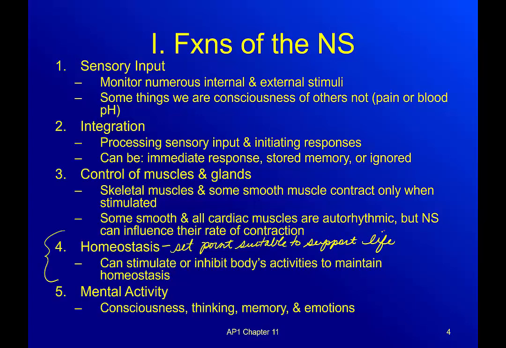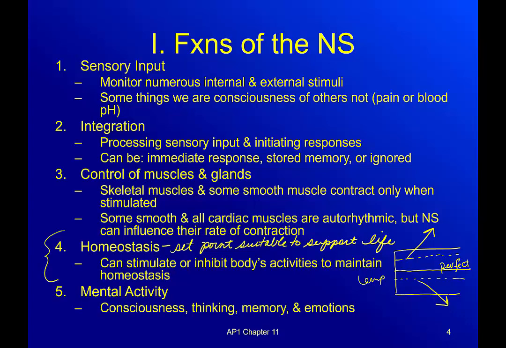Set point suitable to support life. This is keeping you living. And when we saw this in chapter 1, it kind of looked like a graph. I think we had temperature, and there was one line that was perfect, 98.6. But then we had this blue box around that. And in that box, we were safe. We were okay in that box. It was when we got out of that box, below or above it, that things started going wrong.